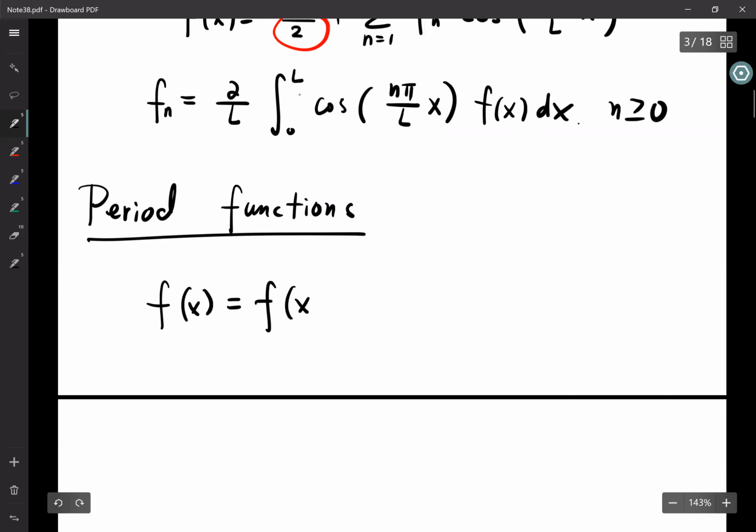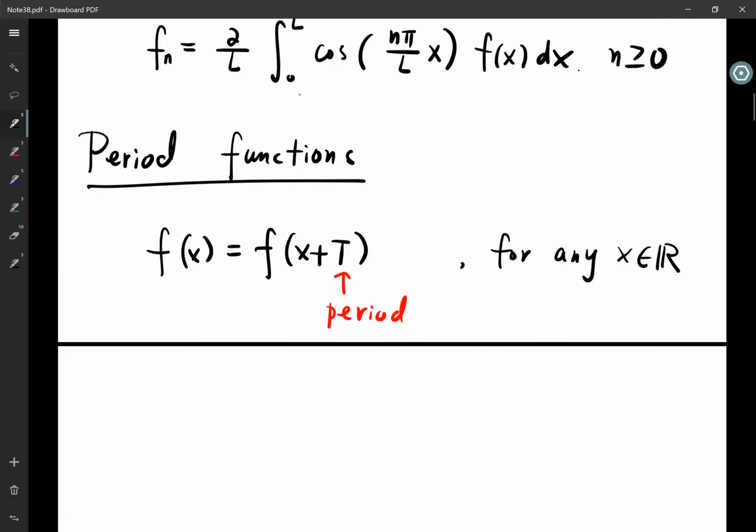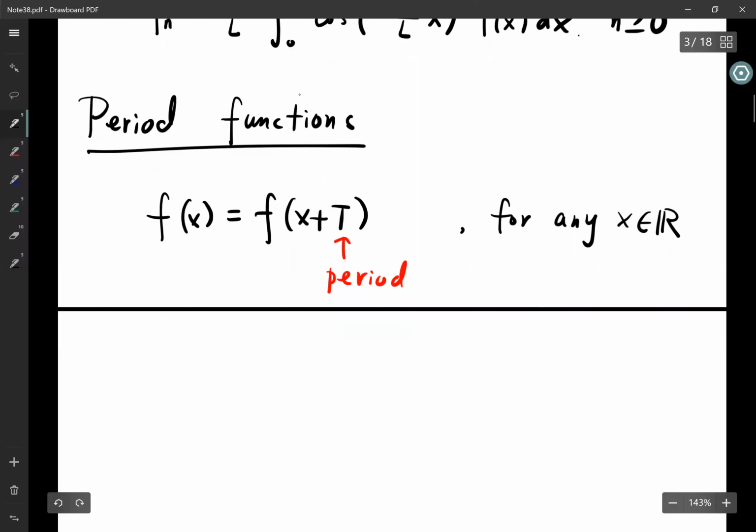It's exactly the same as the periodic function you might have heard before. That is, you give me a function f(x), if I know that there exists a number called T, the name is called its period, so that this holds for any x in R, then f(x) is a so-called periodic function on R.